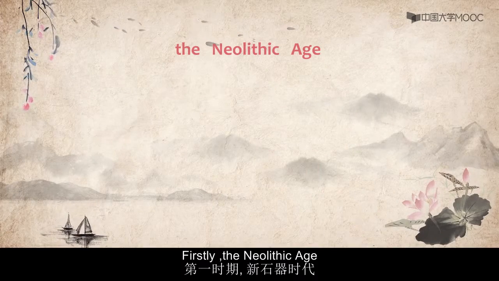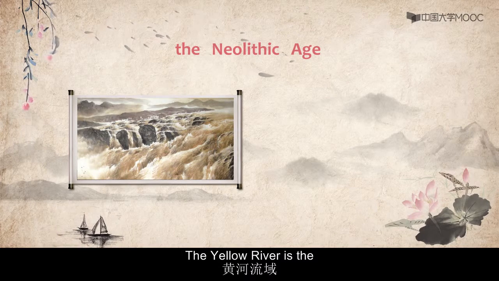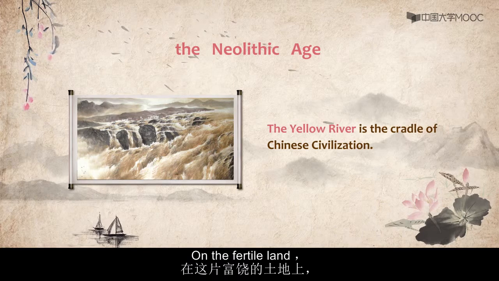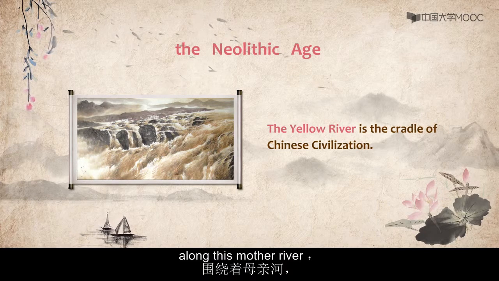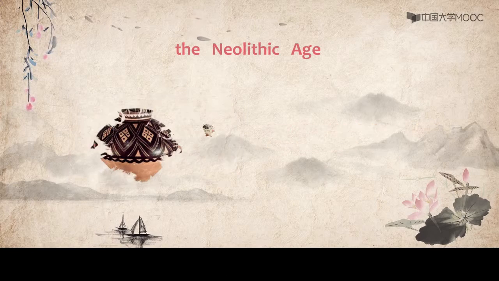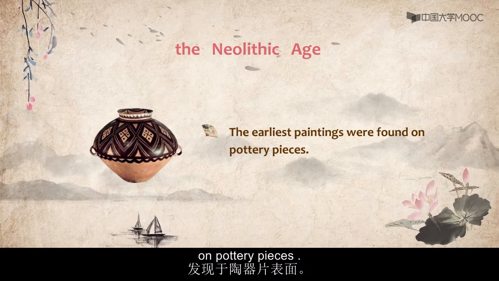Firstly, the Neolithic age and the color pottery paintings. The Yellow River is the cradle of Chinese civilization. On the fertile land along this mother river, tribes and civilizations started to emerge. The earliest paintings were found on pottery pieces.